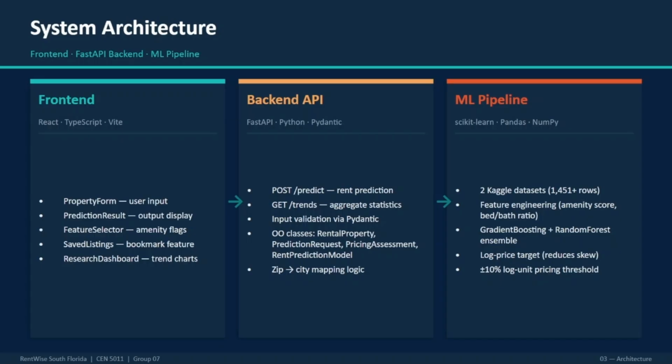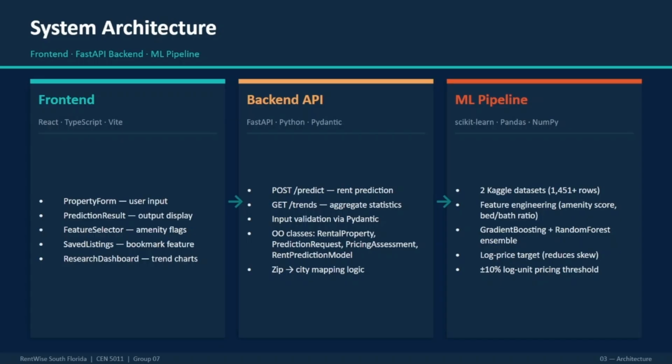I then applied feature engineering on those datasets to extract additional signals from the raw data. This included bed-to-bath ratio, an amenity score that sums all of the binary amenity flags, and a numeric zip code for capturing the local price patterns. The model is a gradient boosting and random forest ensemble. Each of these I will go into more detail in the following slides.